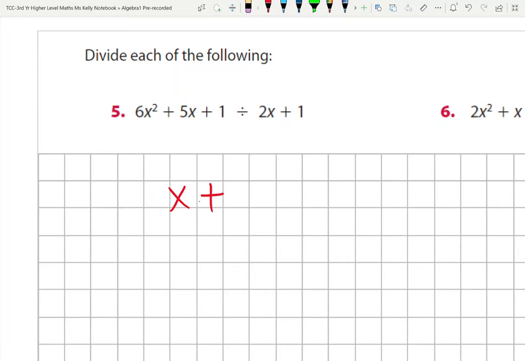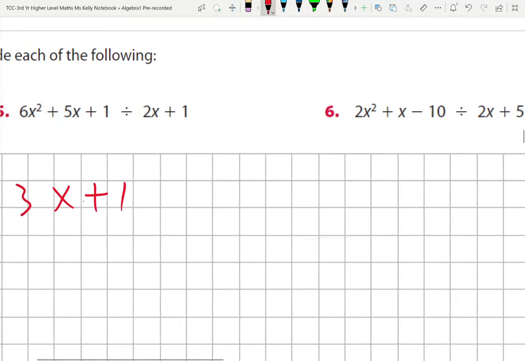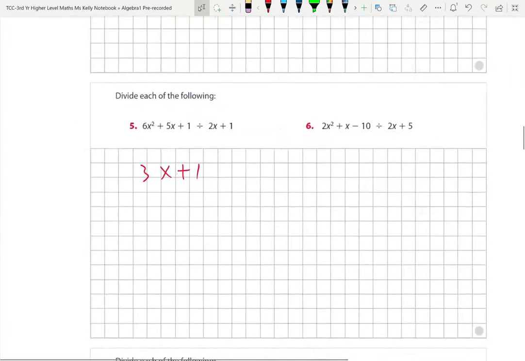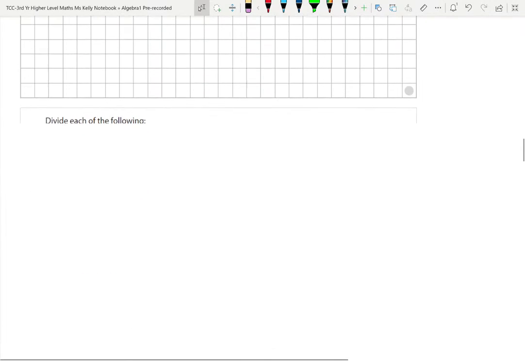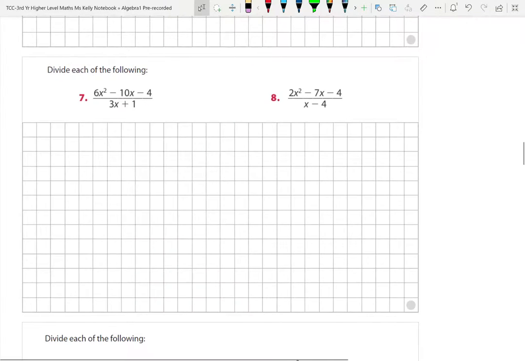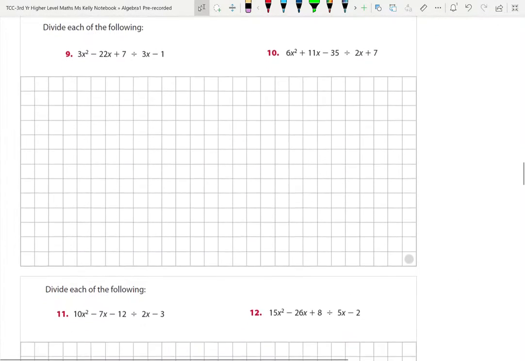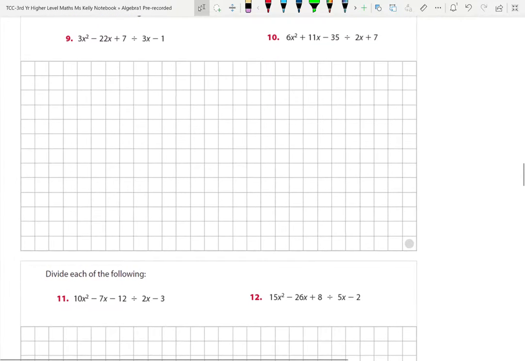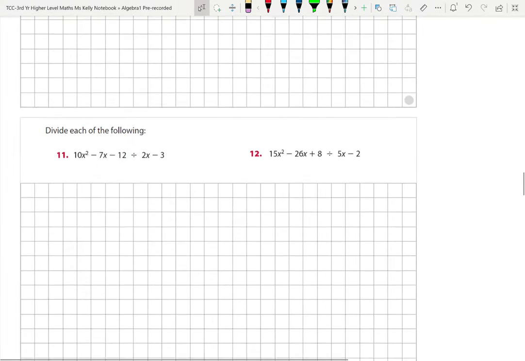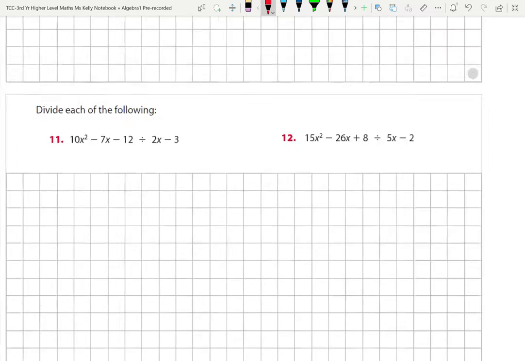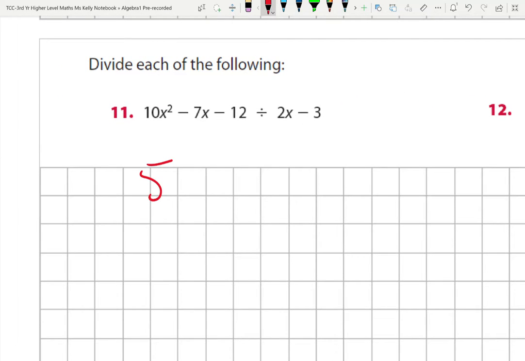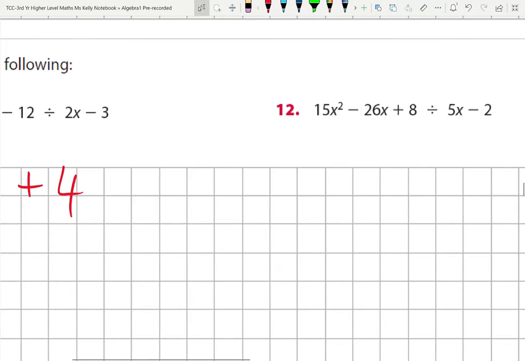etc. Now I'm going to skip past a few because they're too easy now. It's just a bit of repetition. So we'll see something more interesting. I'll just divide the ends. Okay, just divide the ends. 5x plus 4, 3x minus 4, etc. Simple, simple, simple.